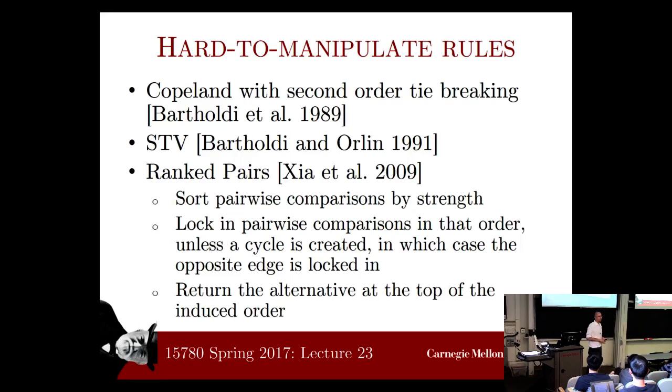One somewhat strange example is Copeland, but with second order tie breaking, which means that you break ties according to the Copeland score of alternatives you beat, and you add those up to compute your score. So basically you first look at the Copeland score. If two alternatives are tied, you look at the Copeland scores of alternatives you beat, add them up, take that as your score, and that makes the manipulation problem NP-hard because of annoying tie-breaking issues, so it's not that exciting.